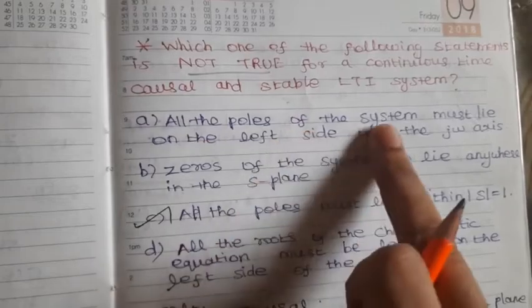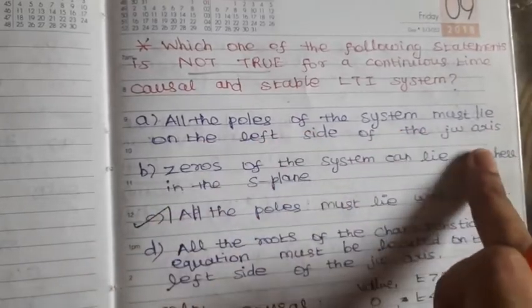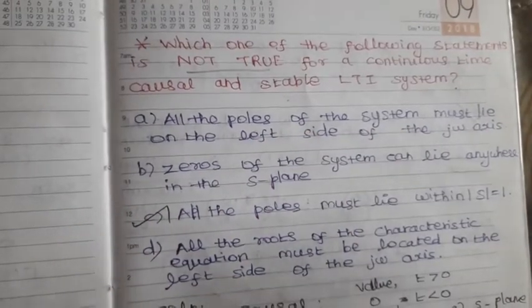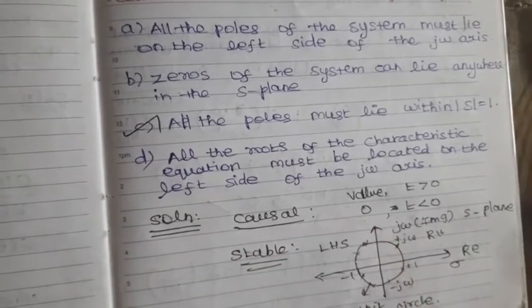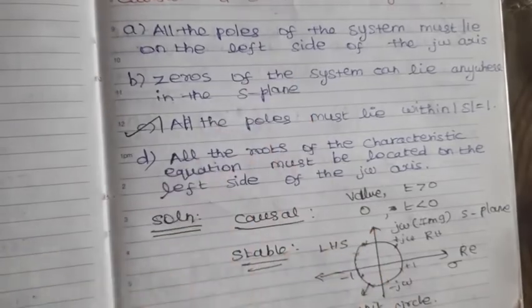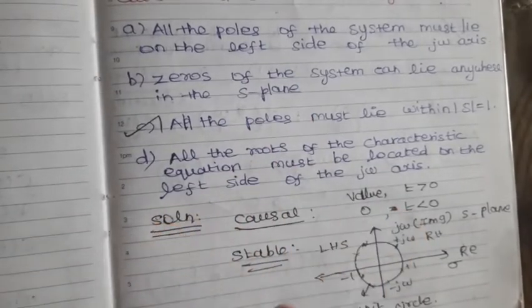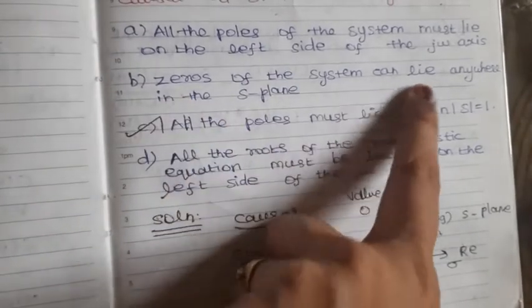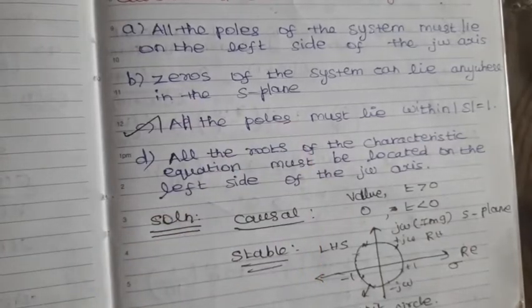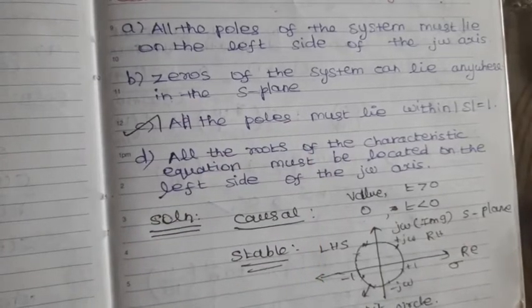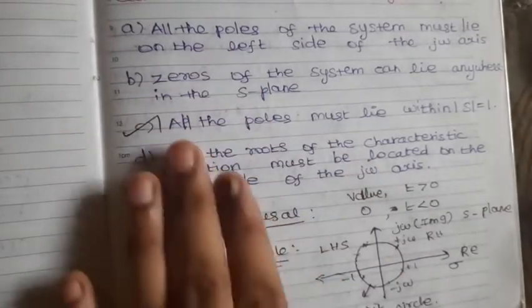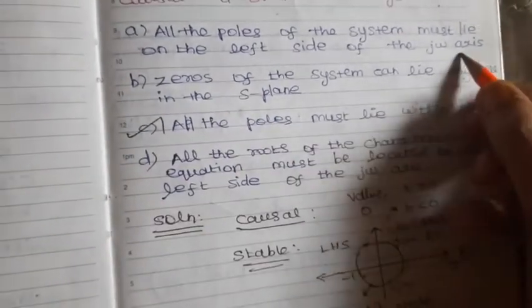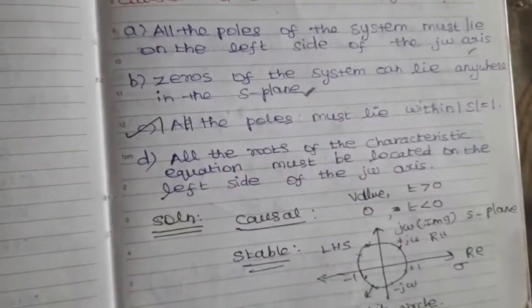So all the poles of the system must lie on the left side of the j omega axis. For the system to be stable, as I already told, all the poles should be in the left half of S plane only. Then zeros of the system can lie anywhere. For the stability condition, it doesn't mind the location of zeros. It should consider only the location of poles. So zero can be anywhere. This is also correct. Both the options are correct.